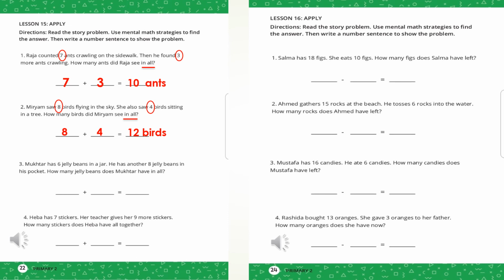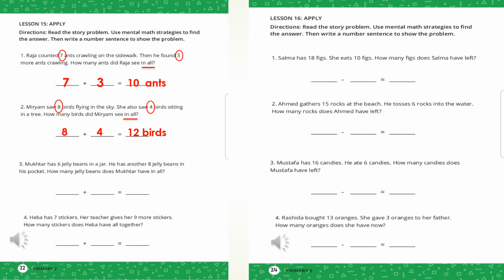Let's move to lesson 16. Number 1. Salma has 18 figs. She eats 10 figs. How many figs does Salma have left? Okay, we have two numbers here, 18 and 10. Circle them and underline the keyword. We have a keyword here, left. Left is a keyword for addition or subtraction? Subtraction, yes.